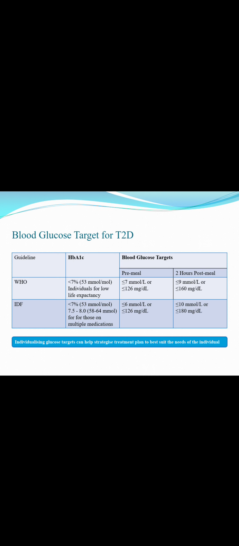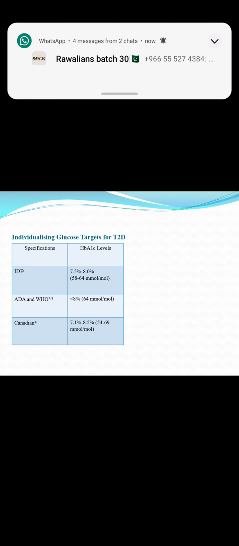So what should be the target of blood sugar level? It should be fasting less than 126, and random or postprandial about 160 to 180. But in certain cases, especially in old age with multiple comorbidities and low cognition, the optimal level of HbA1c is kept around 8%.